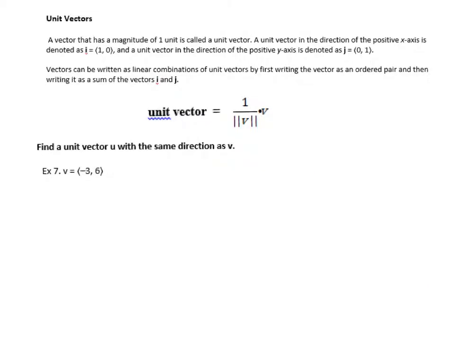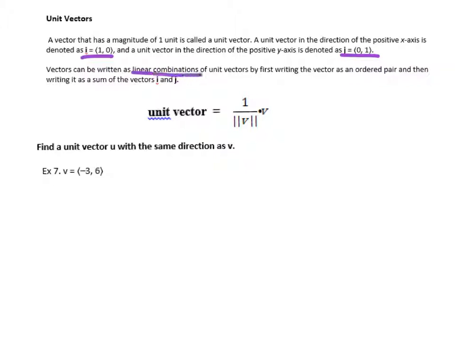Okay, unit vectors. A vector that has a magnitude of 1 is called a unit vector, kind of like your unit circle. A unit vector in the direction of the positive x-axis is denoted as i equals 1, 0. And a unit vector in the direction of the positive y-axis is denoted as j equals 0, 1. So that is what we call linear form, where it has i's and j's in it. And we'll talk about that on the next screen.